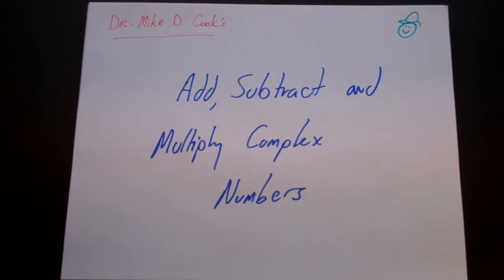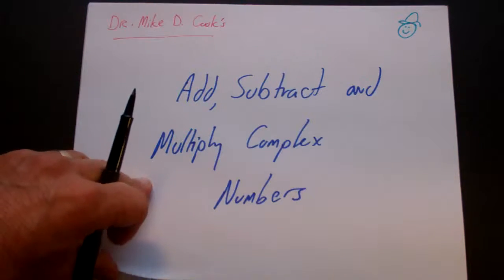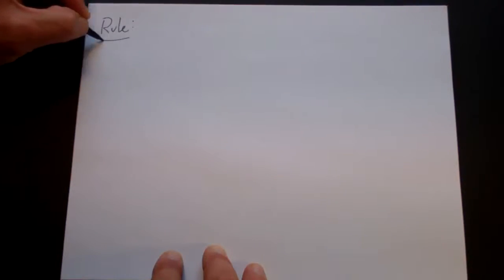In this video, we're going to look at adding, subtracting, and multiplying complex numbers. You can also divide complex numbers, but that's a little more complicated, so that's in a following video. And the first thing we do is we have to have a basic rule to remember. And here's the basic rule that we need to memorize. And that is algebra with i.